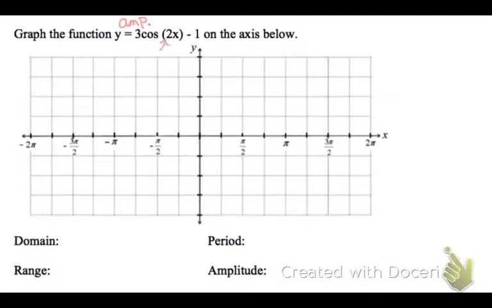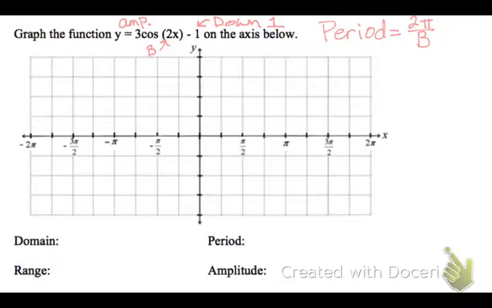The 2 is going to help me find my period. Now understand that 2 is not the period. 2 is going to help me find my period. Keep in mind that period equals 2 pi over b. And then last but not least, the -1 means the entire function is going down 1 unit.